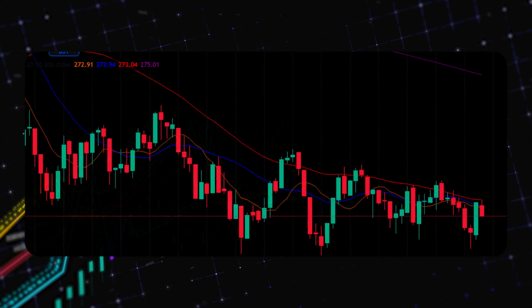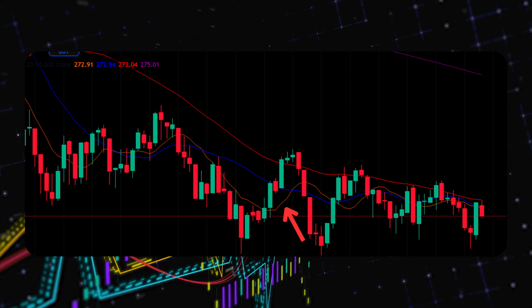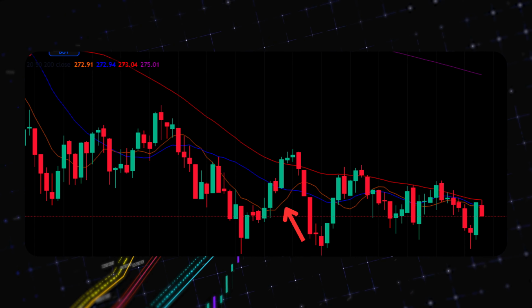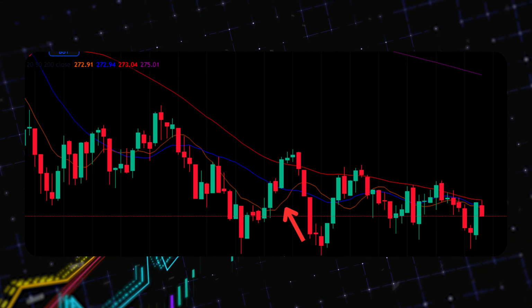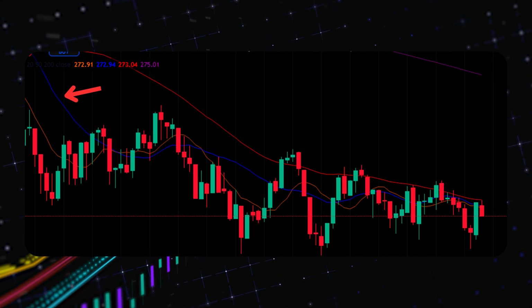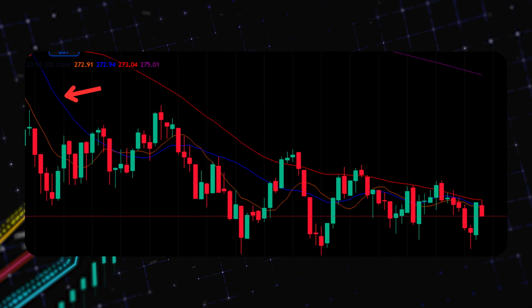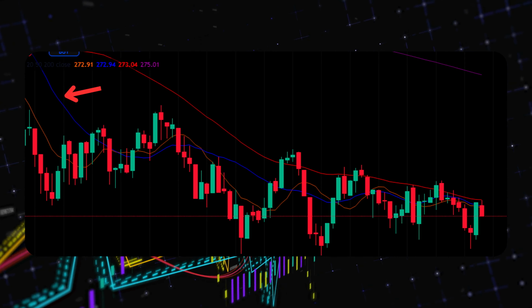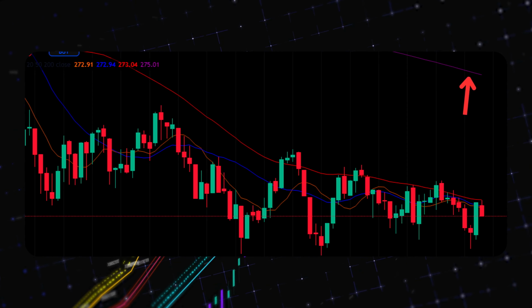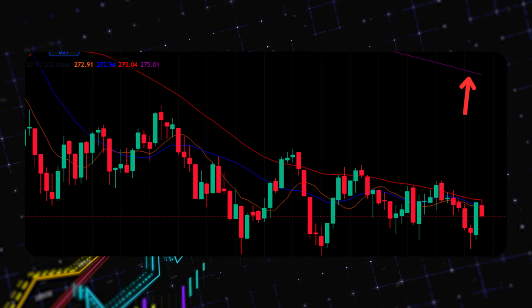For example, the 9 EMA, exponential moving average, is highly responsive, clinging tightly to recent price action like a surfer riding a wave. The 20 EMA follows behind, acting as a middle ground. It filters out minor fluctuations but still reflects the near-term momentum. Finally, the 200 EMA crawls slowly, representing the big picture trend over months.